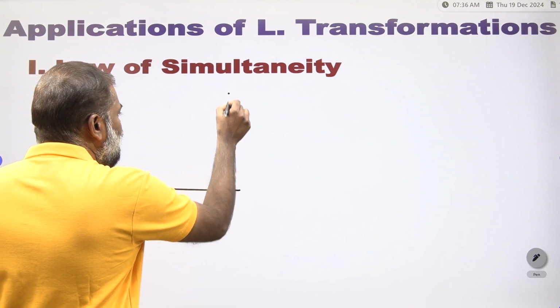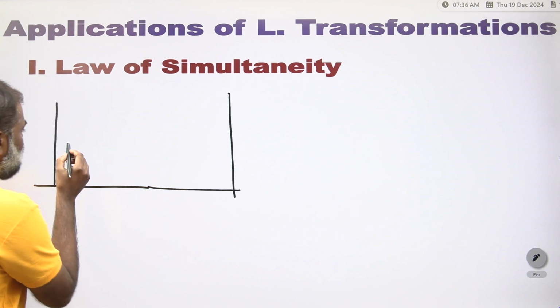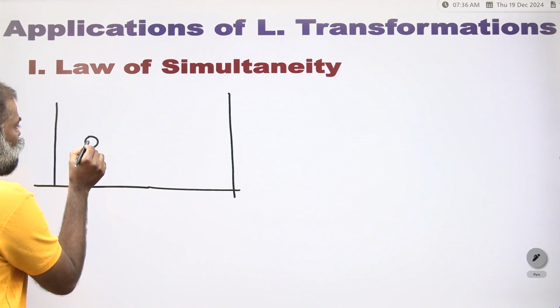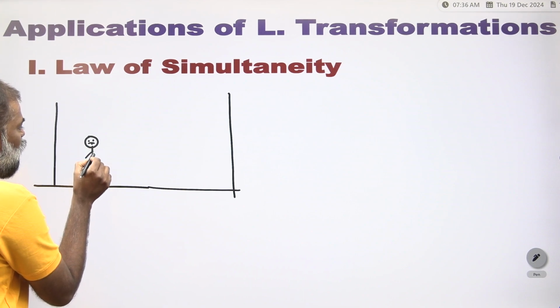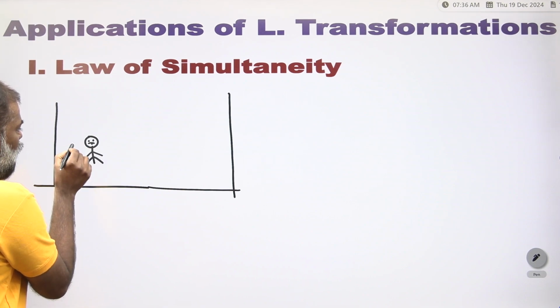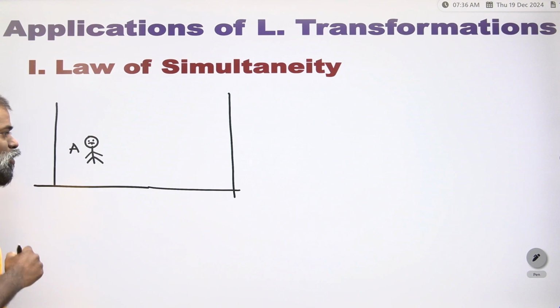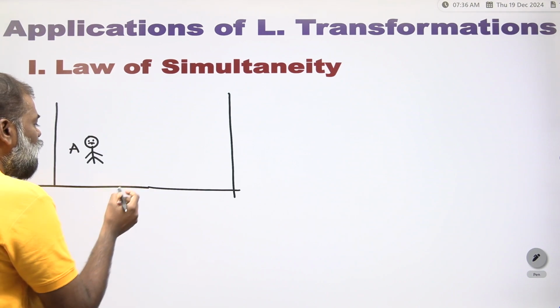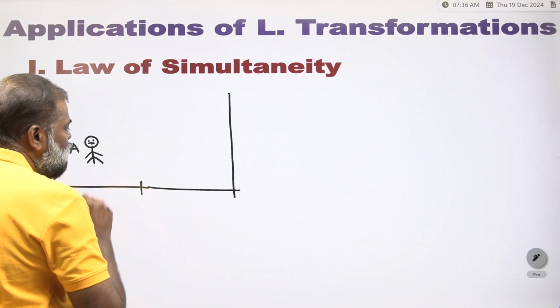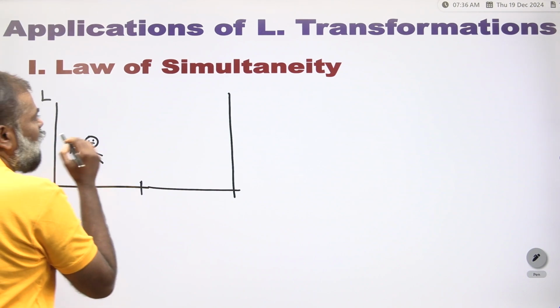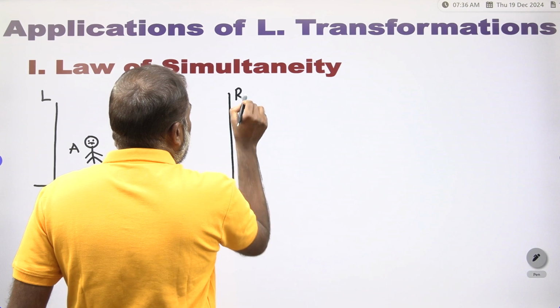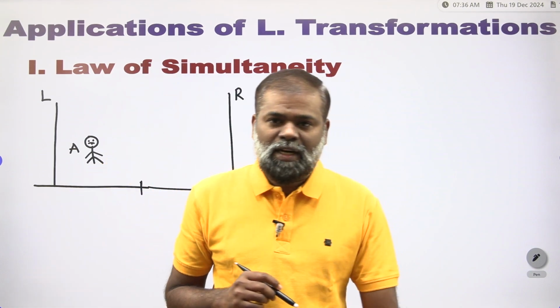Here I am considering one frame of reference. I am considering one person, and this is the A frame. The center is the center of this person, with the left side and the right side of that person.